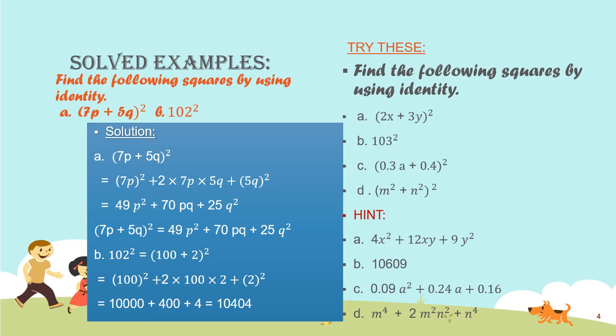Answer to first question, 2x plus 3y the whole square is 4x squared plus 12xy plus 9y squared. The square of 103 the whole square is 10609. Now 0.3a plus 0.4 the whole square is equal to 0.09a squared plus 0.24a plus 0.16. Now m squared plus n squared the whole square is equal to m raised to 4 plus 2m squared n squared plus n raised to 4.